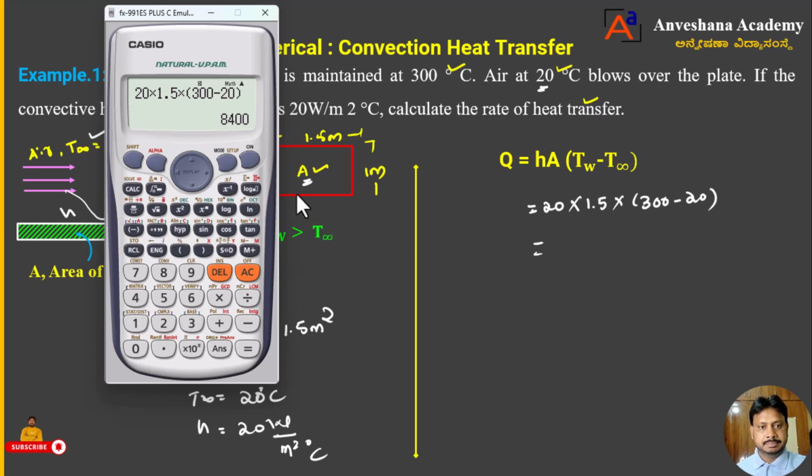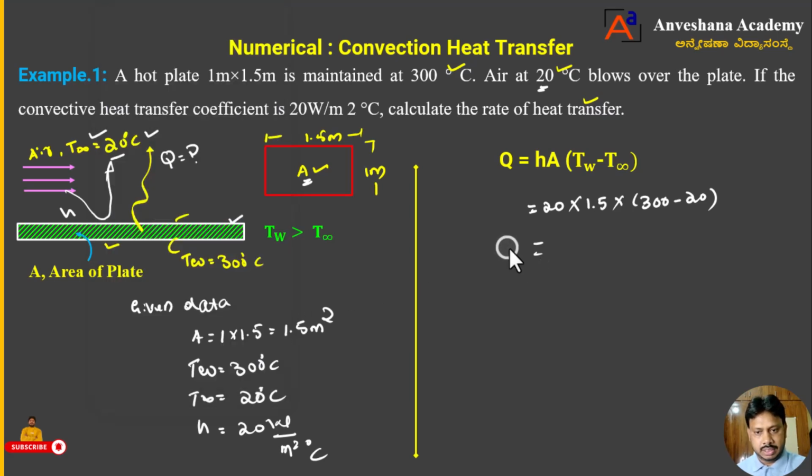How to do the simplification, dear students? You can see here. h is equal to 20, into area 1.5, into the temperature difference, that is 300 minus 20. How much answer are you going to get? That is 8400. So Q is equal to 8400, and that is in watt actually.